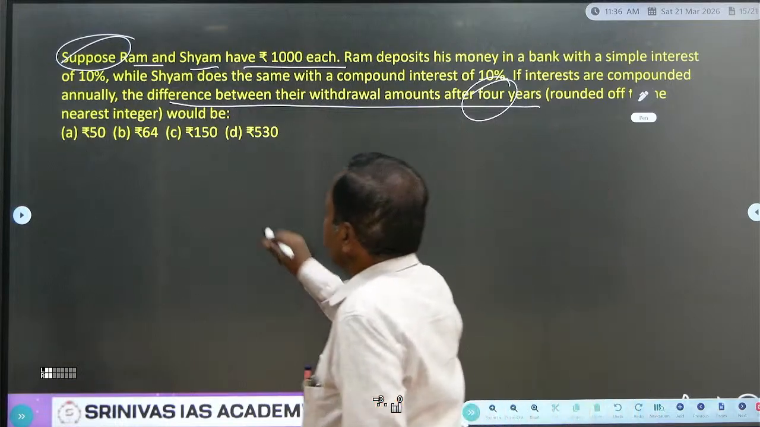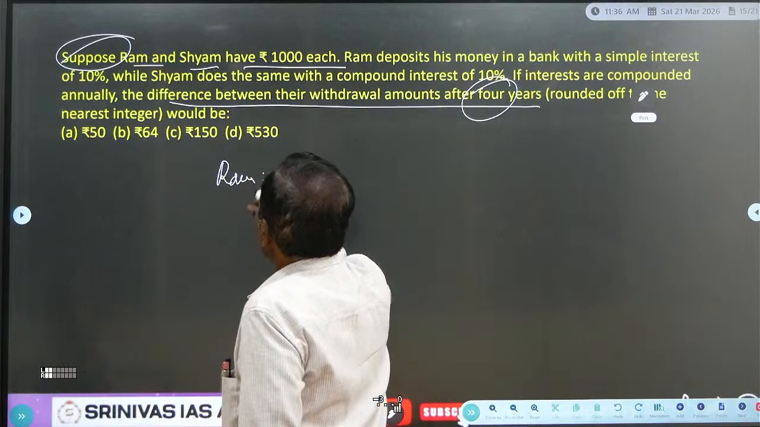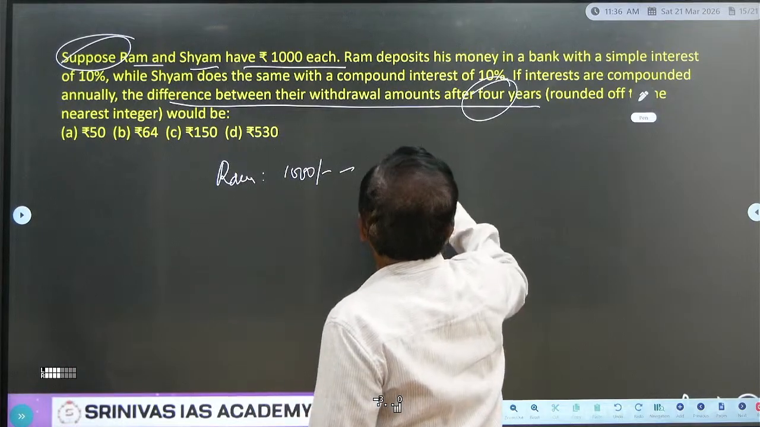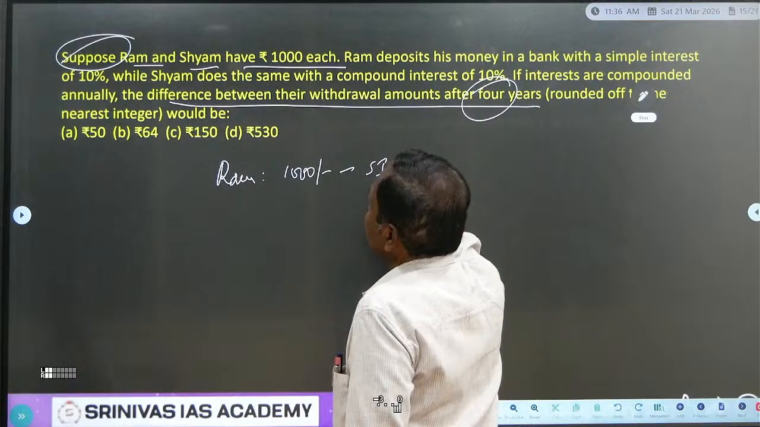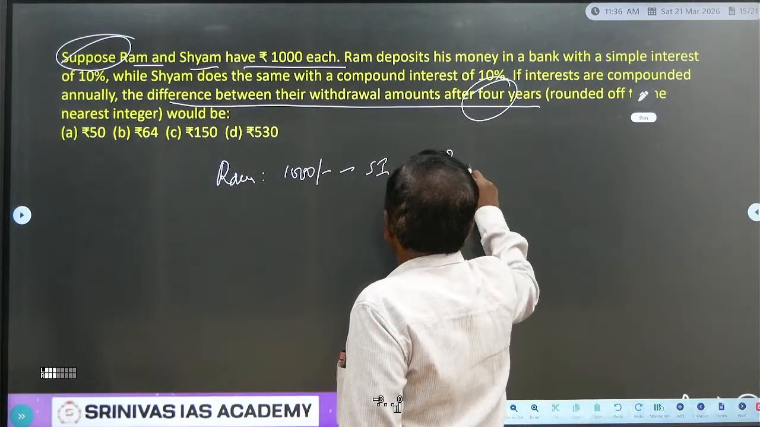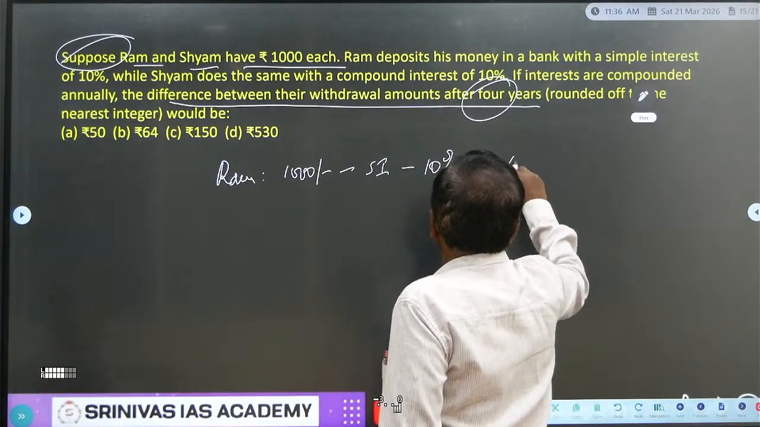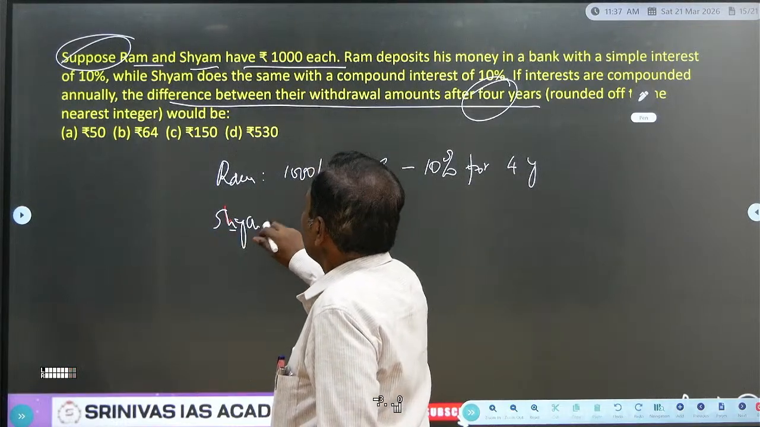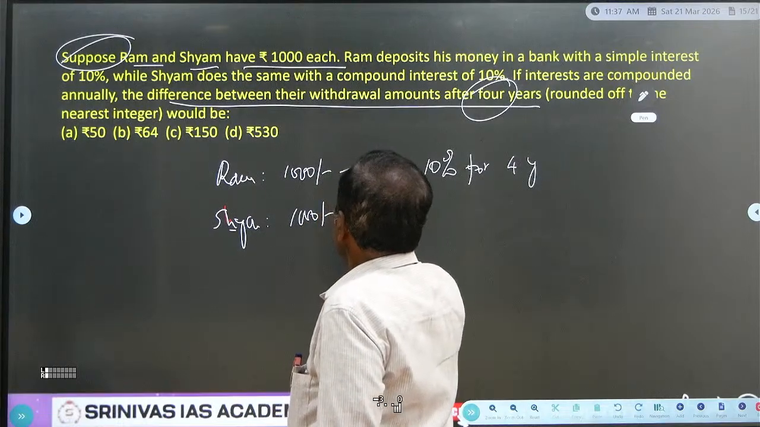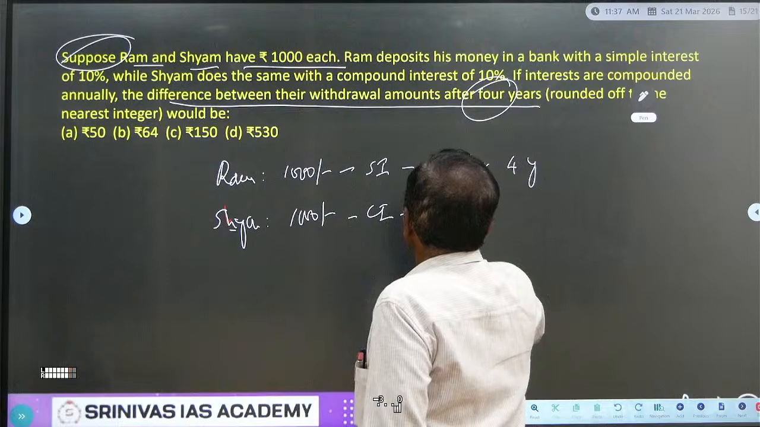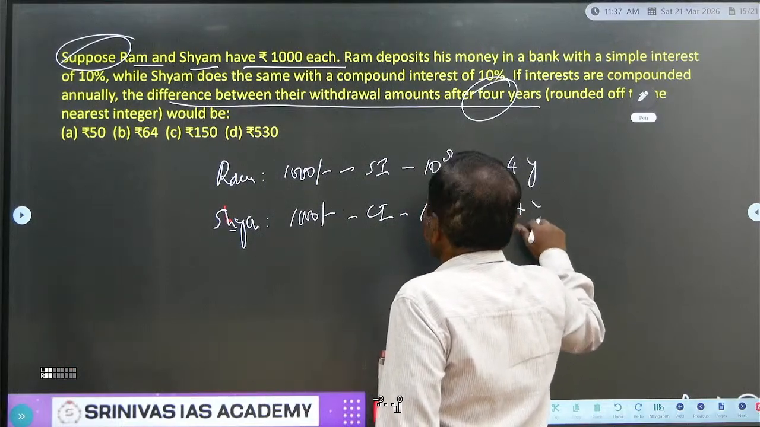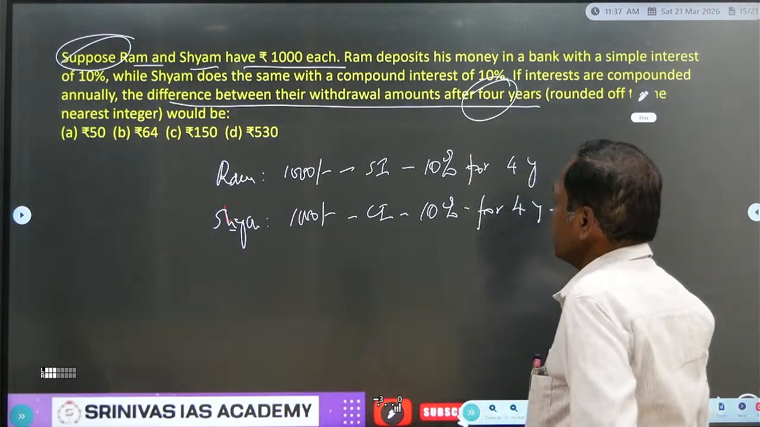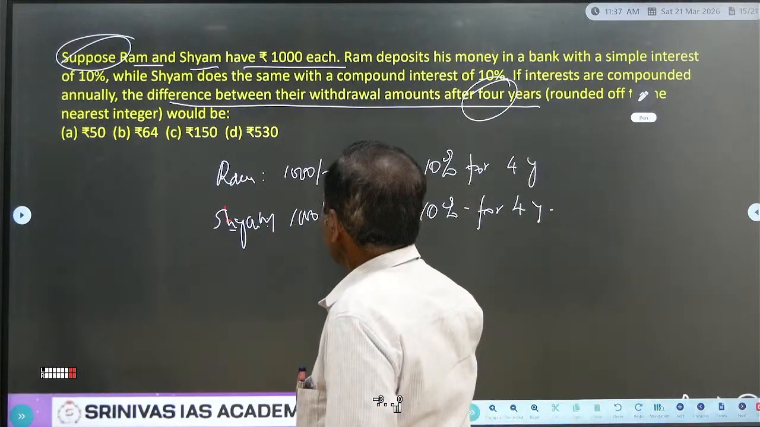There are two people, Ram and Shyam, who have 1,000 rupees each. Ram deposits money in a bank with a simple interest of 10% per annum for 4 years. But Shyam deposits 1,000 rupees at compound interest of 10% per annum for 4 years. This is the information. Ram deposits based on simple interest and Shyam on compound interest. What is the difference? Two calculations you need to do.